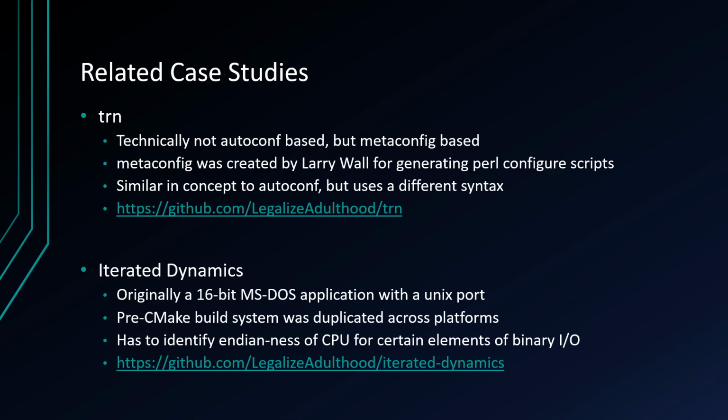Okay, so out on GitHub, I've got a fork of the old Usenet newsreader called TRN, where I've done some of this stuff. I've also got a fork of the old MS-DOS fractal renderer, where I've done some of this stuff too. With TRN, I originally thought it was using Autoconf. It turns out it's using a different but similar system called metaconfig. Metaconfig was created for Perl by Larry Wall, the author of Perl. When the Autoconf guys were getting started, they liked some of the ideas of metaconfig, but they didn't like the specifics of metaconfig, and that's why they created Autoconf.